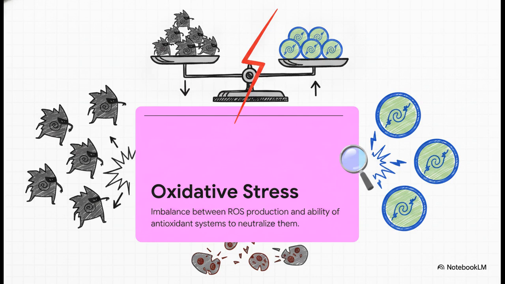This is the exact tipping point where the free radical thieves suddenly outnumber the cellular guards. By definition, it's the imbalance between the production of reactive oxygen species and your body's ability to neutralize them. The moment your antioxidant systems get overwhelmed, that is exactly when cellular injury and impaired function kick in.